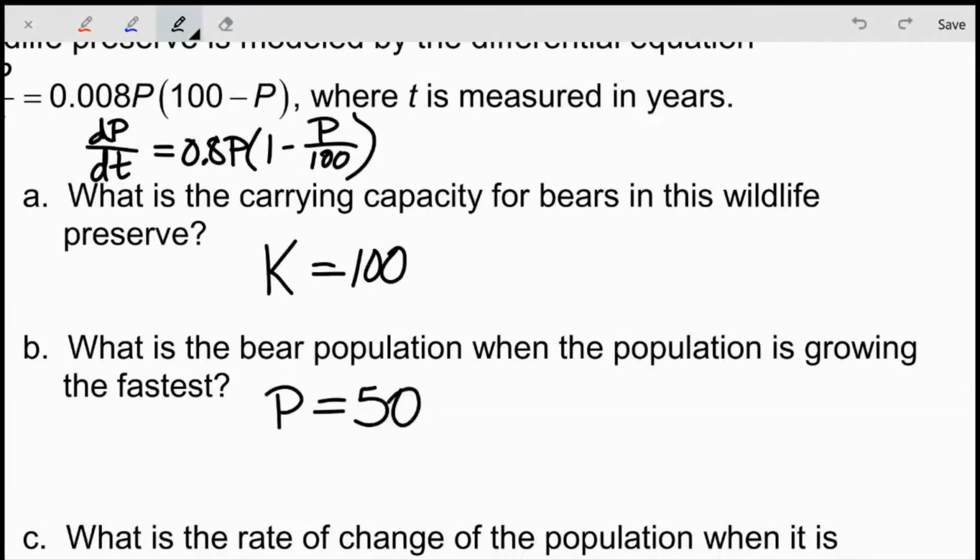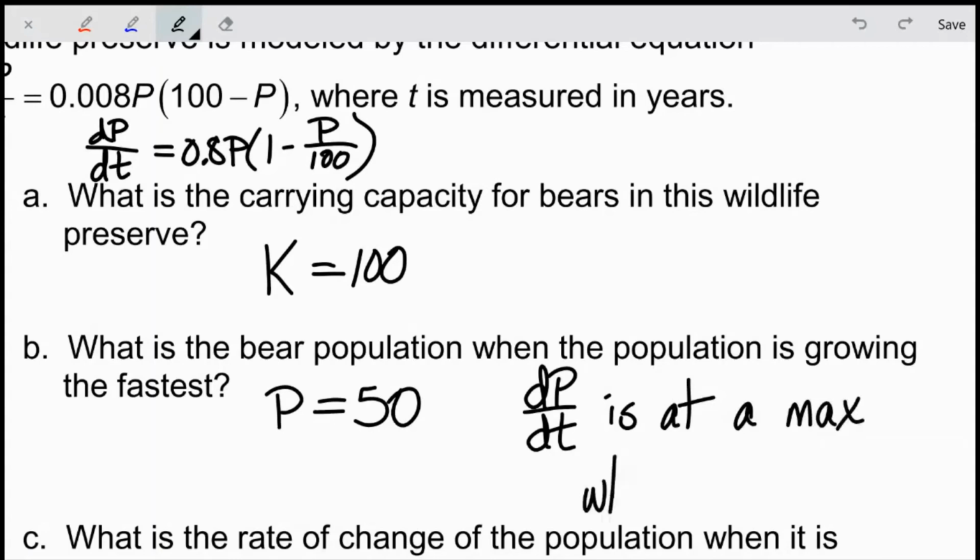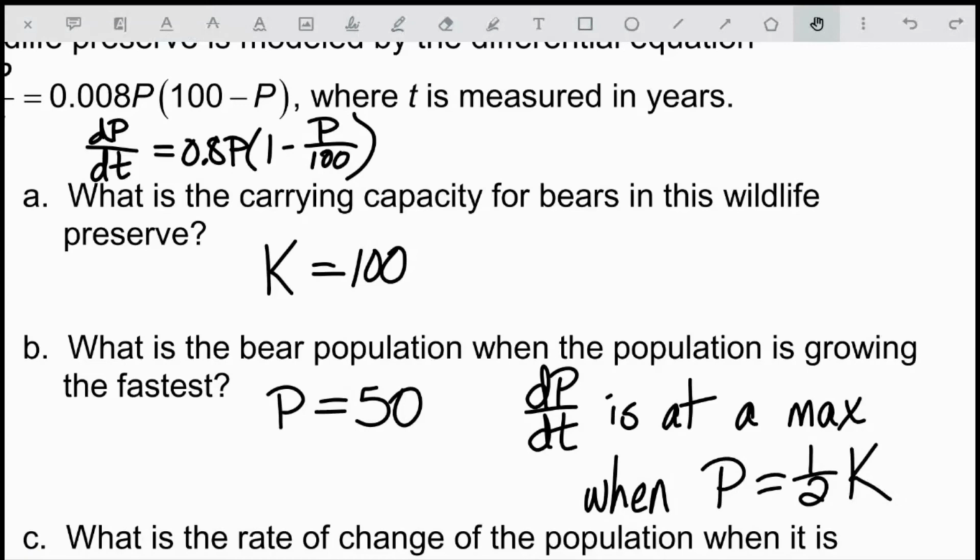And remember, that just means that dp/dt is at a maximum value when population is equal to 1/2 of my carrying capacity. Okay, so keep that in mind. That's just a general rule that we can follow.